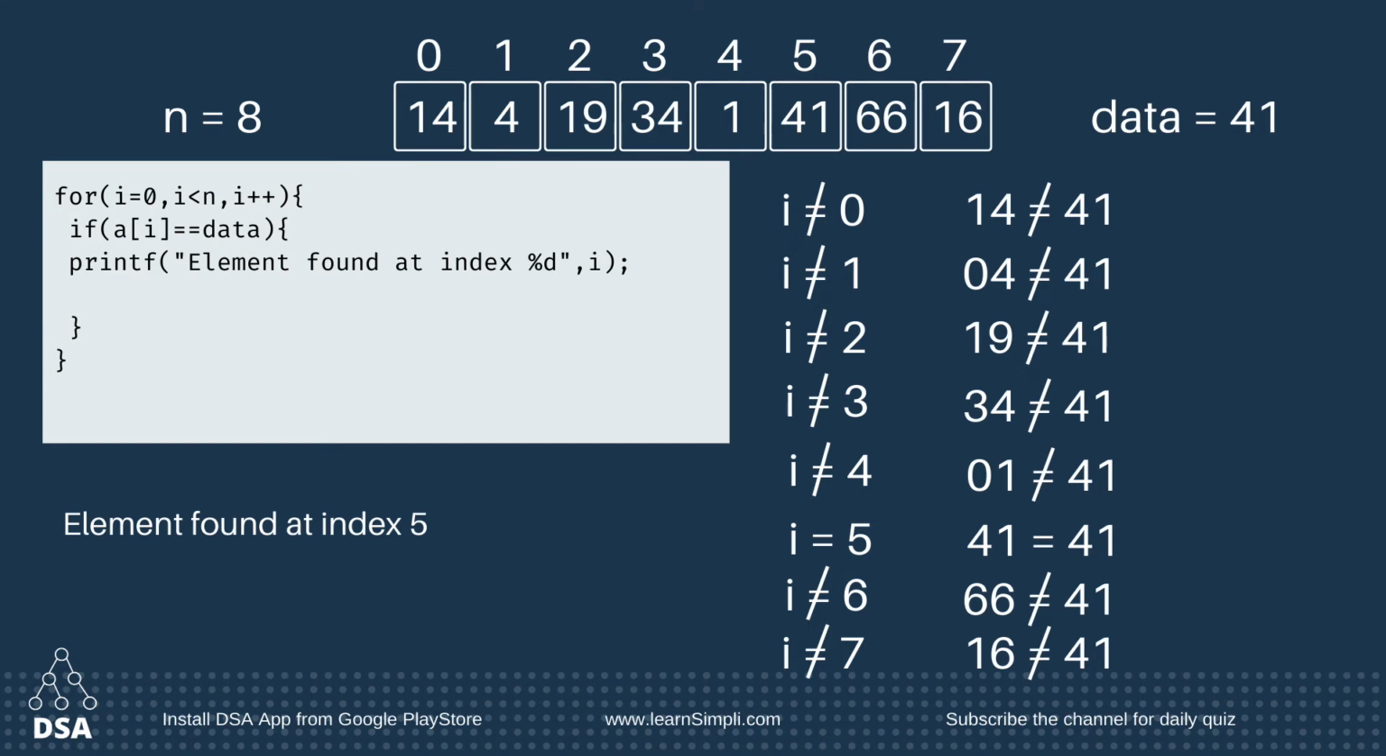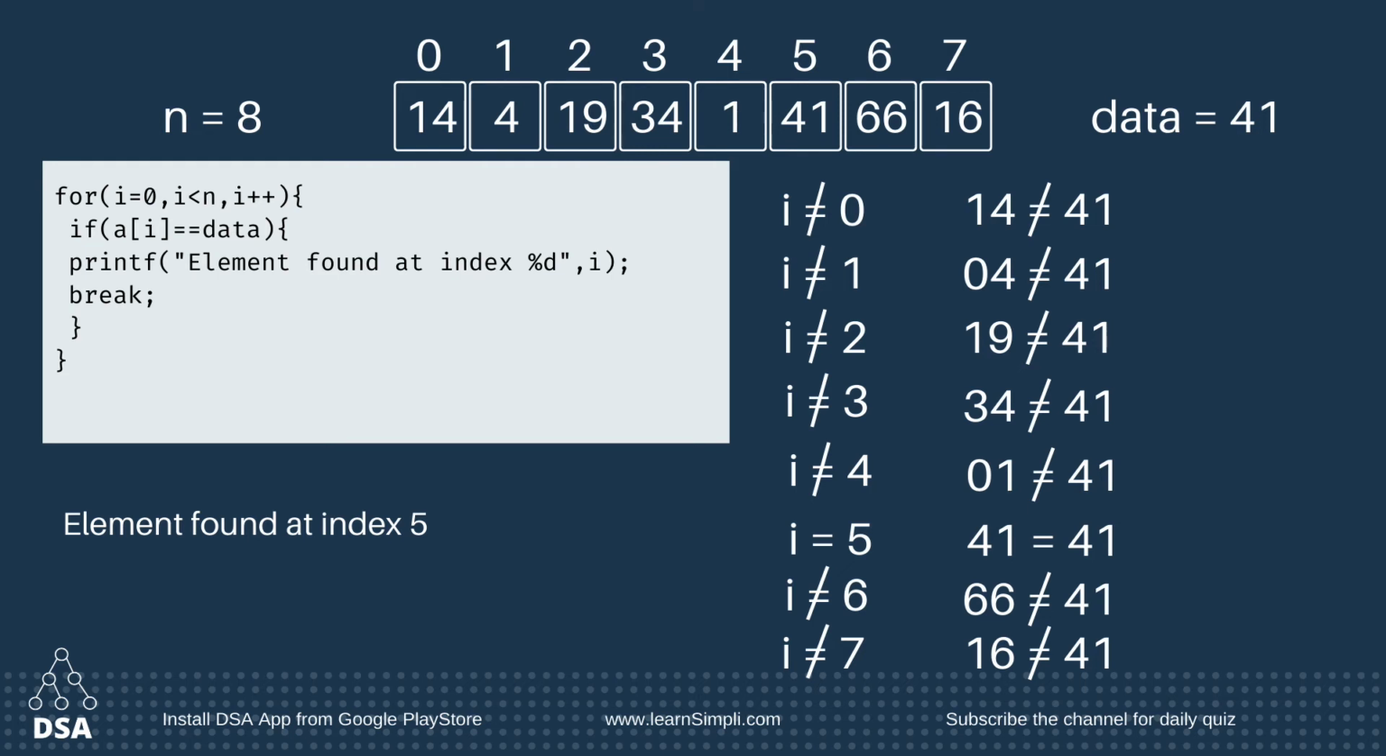We have found the element at index 5 itself, but our code did not stop there. It went on further searching for the element till the end of the array. It is because we are not stopping the for loop when we find the element. So to stop it, we have to write one more statement, that is break. It will break the loop.